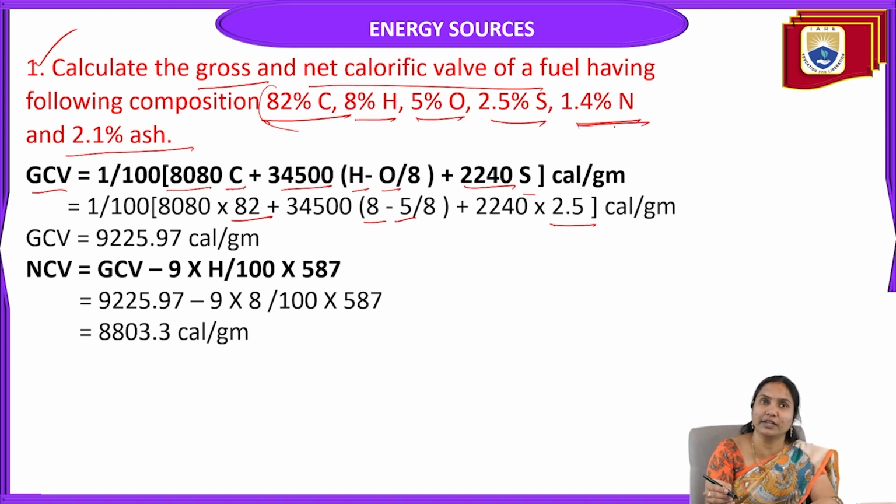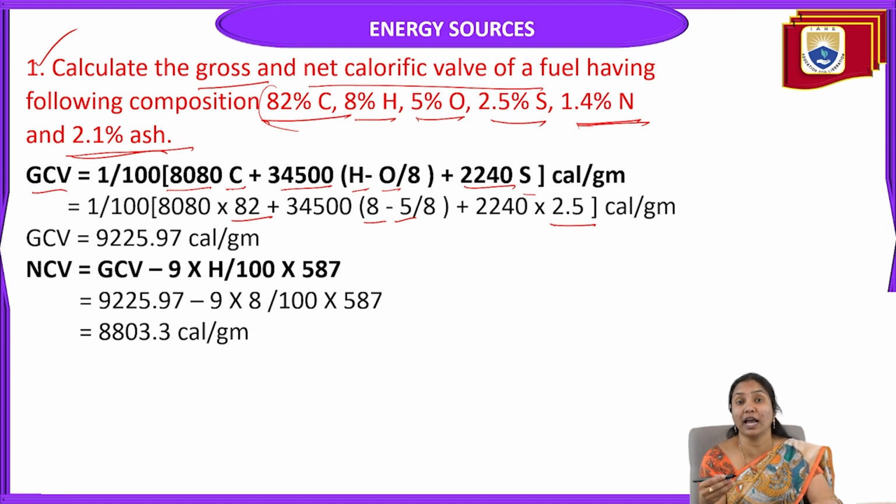So we can substitute all the values in this formula. Nitrogen and ash are also given in this data, but we cannot consider them because they do not increase the calorific value. That means they reduce the calorific value of the fuel. If nitrogen is present in the fuel, it doesn't contain any calorific value. That's why it is undesirable. In the same way, if the fuel contains ash, it also reduces the calorific value.